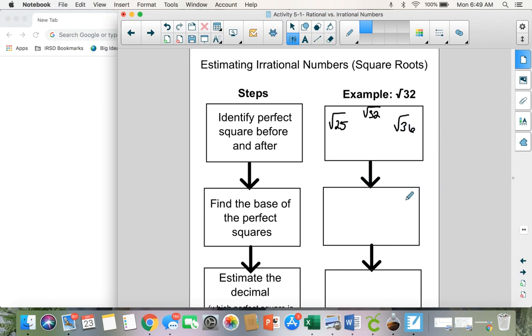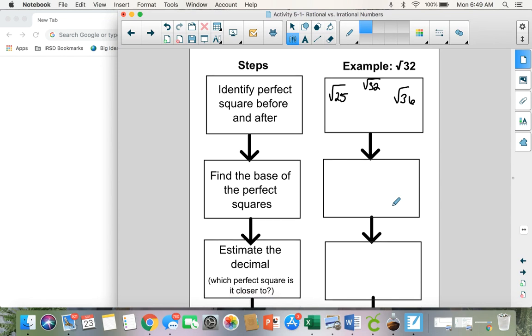So now I'm going to go down and find the base of those perfect squares. The square root of 25 has a base of 5. The square root of 36 has a base of 6. Now I'm looking for the square root of 32. That is, 32 is 7 places from 25. So the way I'm doing that, 25, 26, 27, 28, 29, 30, 31, 32. That's 7 places. But the difference between 32 and 36 is only 4.